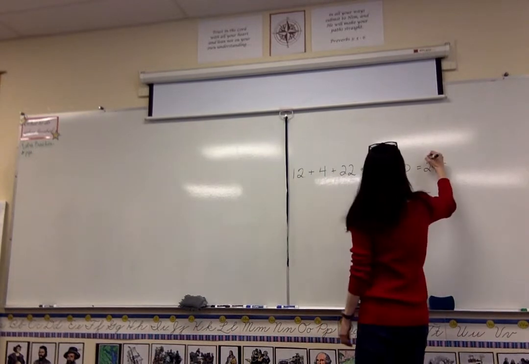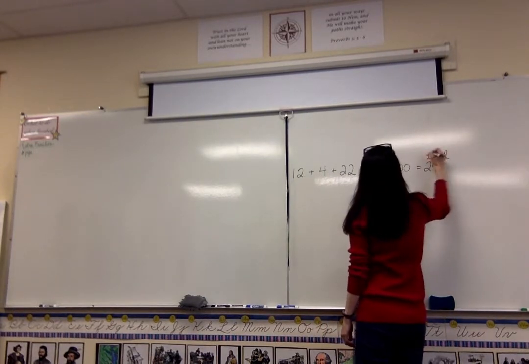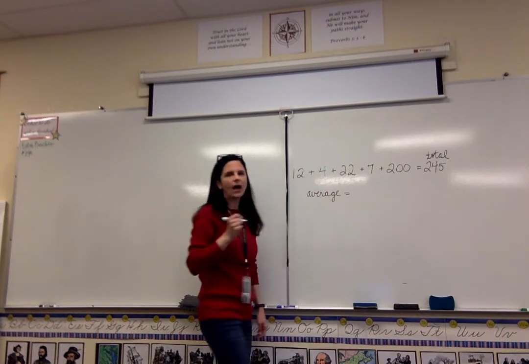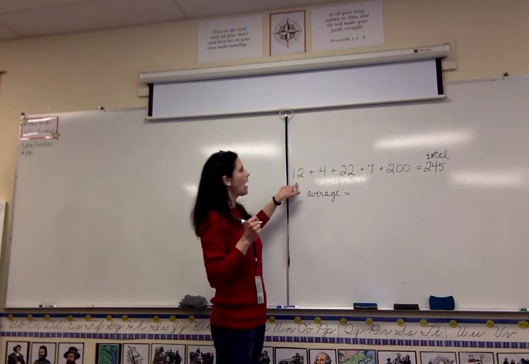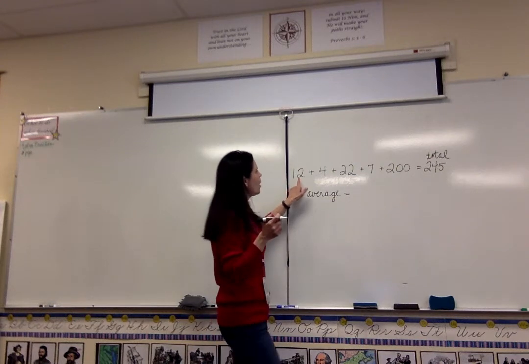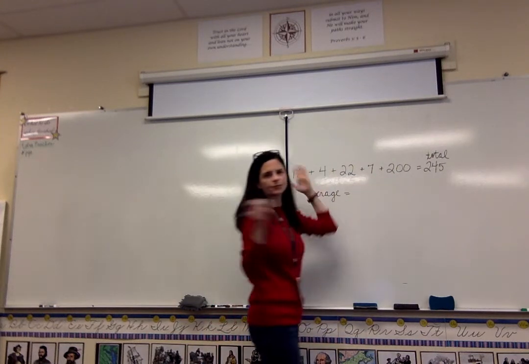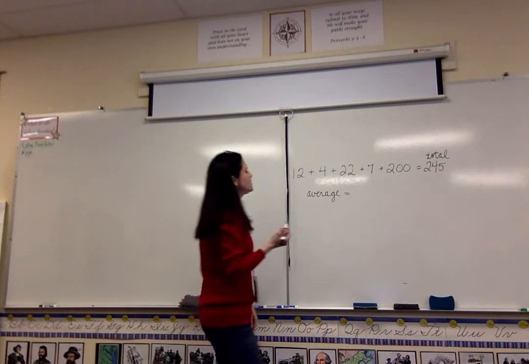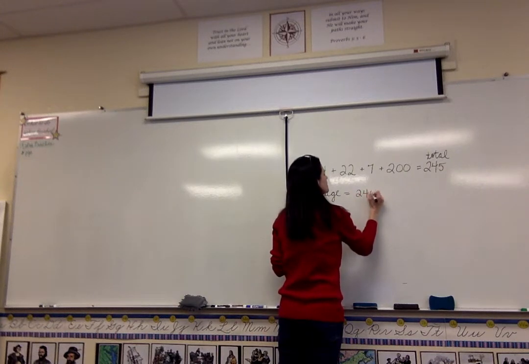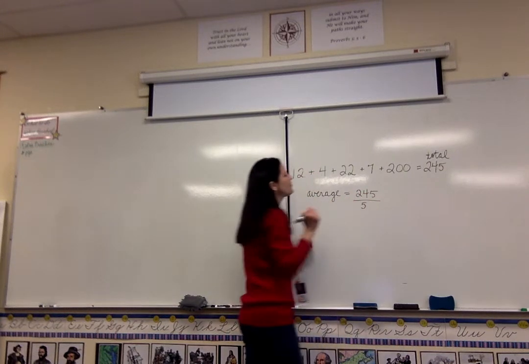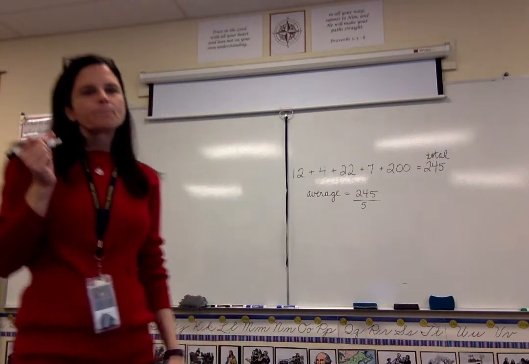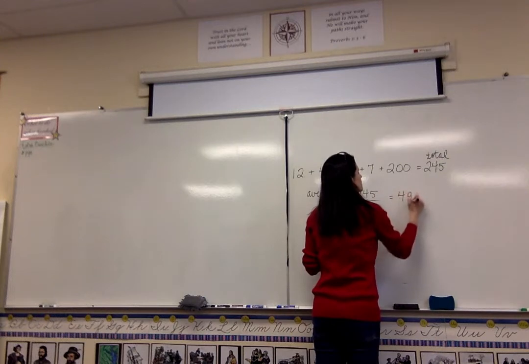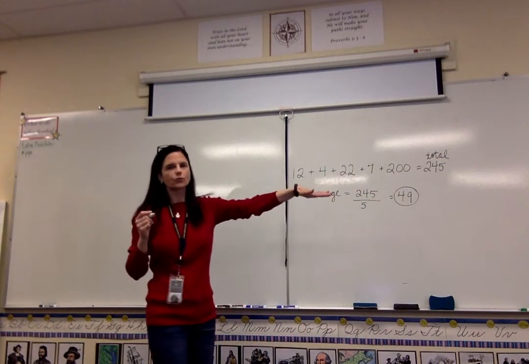So that's your total. And then to find the average, again, you are going to take the total and divide it by the number of groups. Well, what's the number of groups? 1, 2, 3, 4, 5. There are 5 people that gave us their estimates for the number of trees in their yard. So when you divide 245 by 5, you should get 49. So the average number of trees in these 5 people's yards is 49.